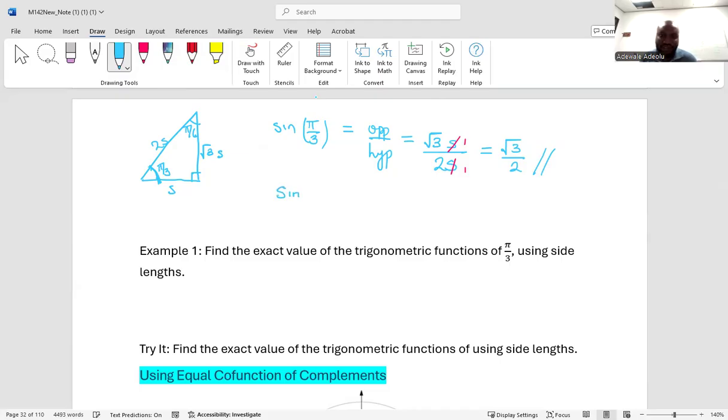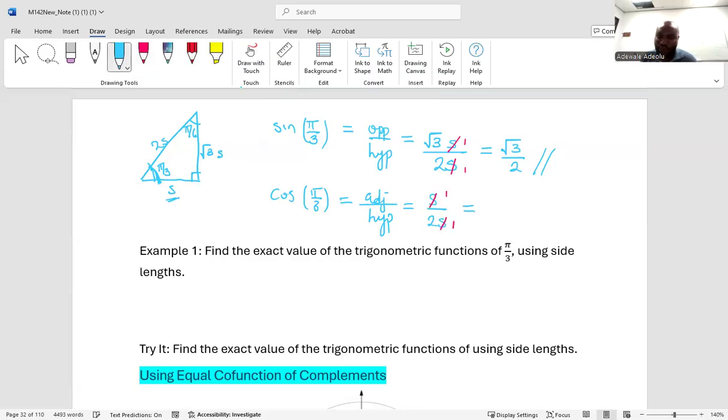Another one: let's go for cosine first. Cosine of pi over 3. Cosine is adjacent divided by hypotenuse. To this angle, the adjacent is s, and the hypotenuse is 2s. Therefore, the s cancels.